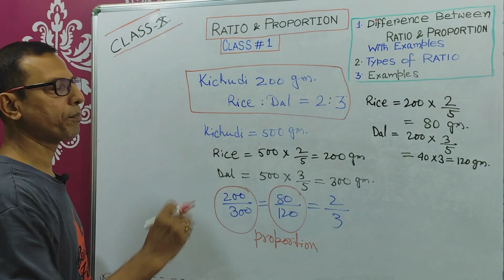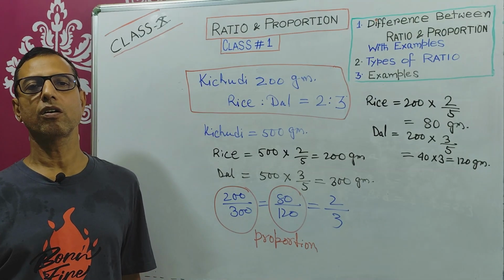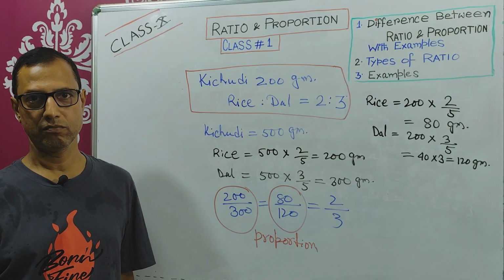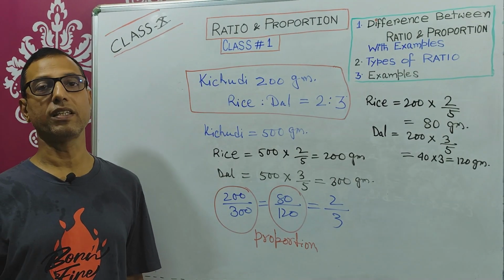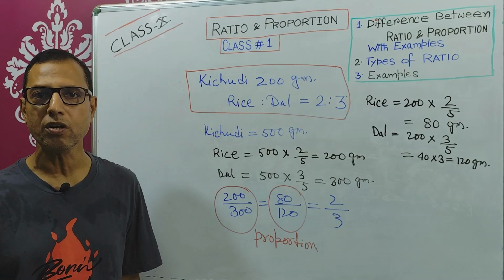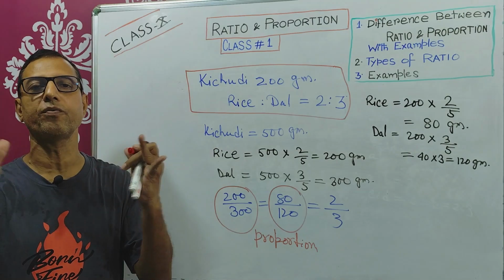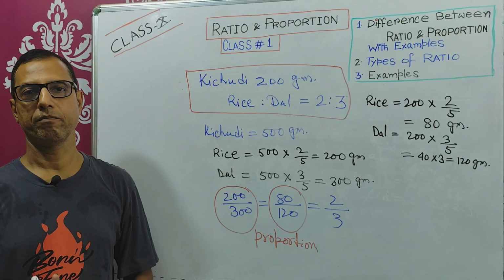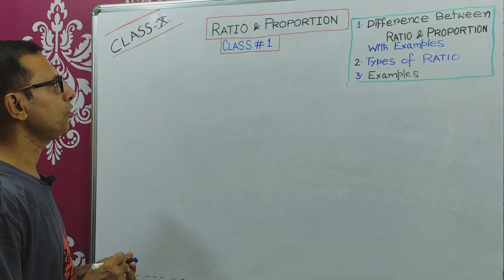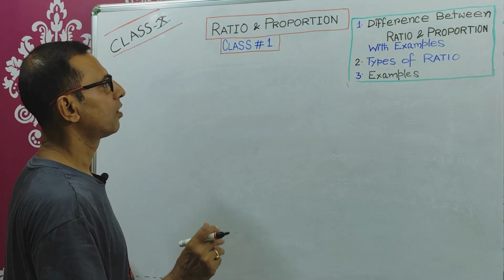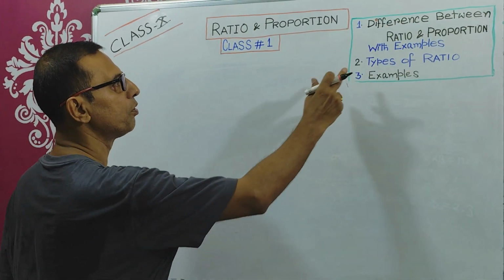So that is the use of it. Let's say proportionately the population of the country is increasing. That means with the same ratio it is increasing. When I say same ratio, that means everywhere the ratio is the same. That means you are comparing the ratio each time. That is where proportion comes into the picture. Okay. Now you understand the difference between ratio and proportion. Now we will move to types of ratio.